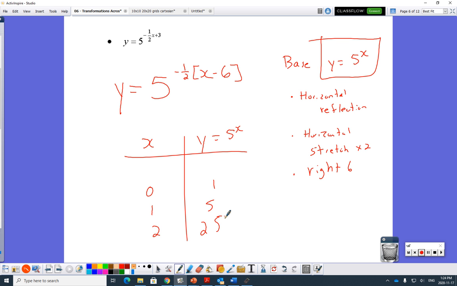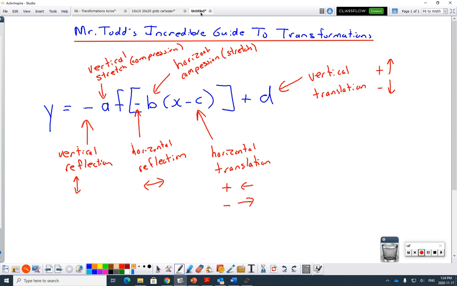The negative inside the function. So right here on my chart, horizontal reflection, when we've got a negative multiplier inside, that means horizontal reflection. The positive x's become negative, the negative x's become positive. Good.